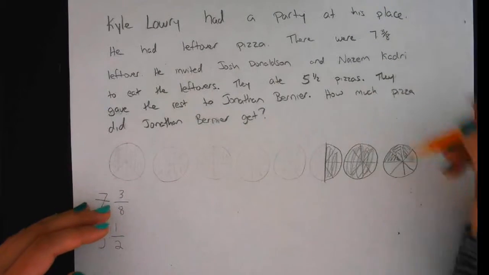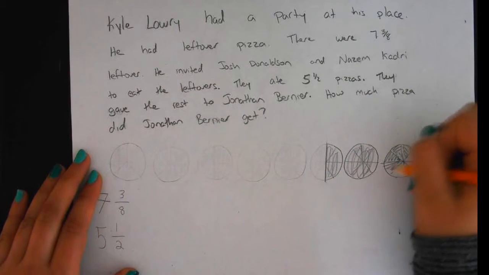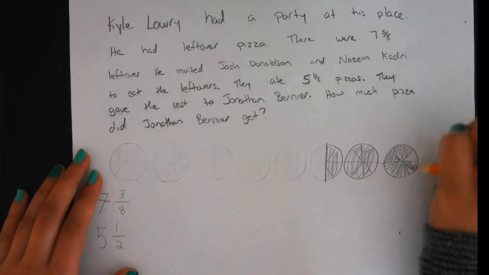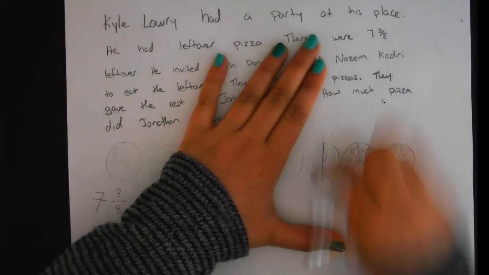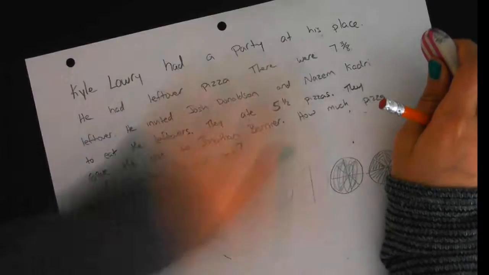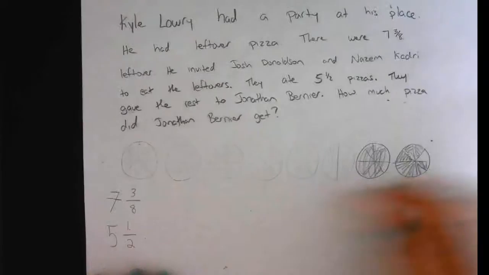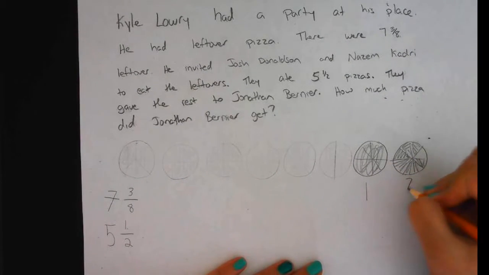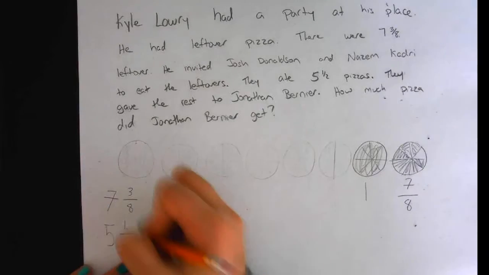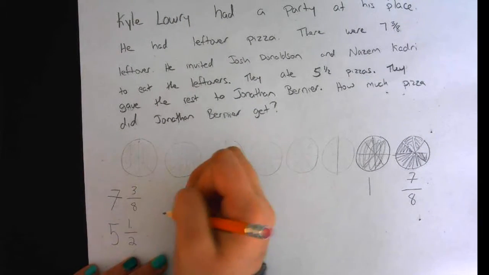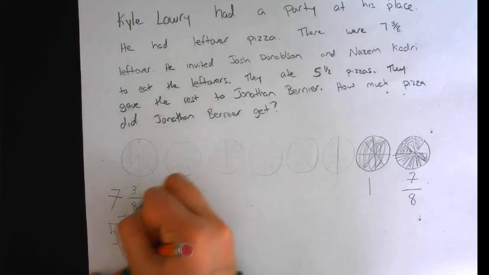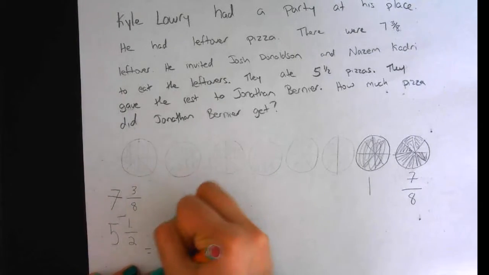And then this is half, so then you want to put it all in one, and this is 1, 2, 3, 4 slices, so then you would erase this because you put it in the same box. And then now you have 1 whole pizza and 7 out of 8. So this minus this equals 1 and 7/8.